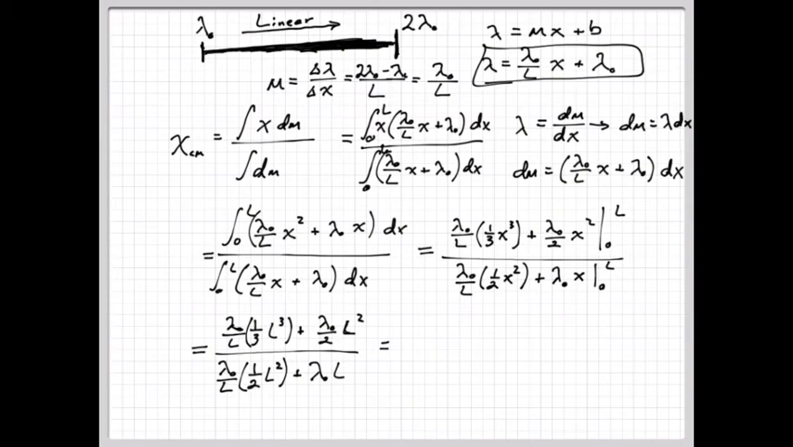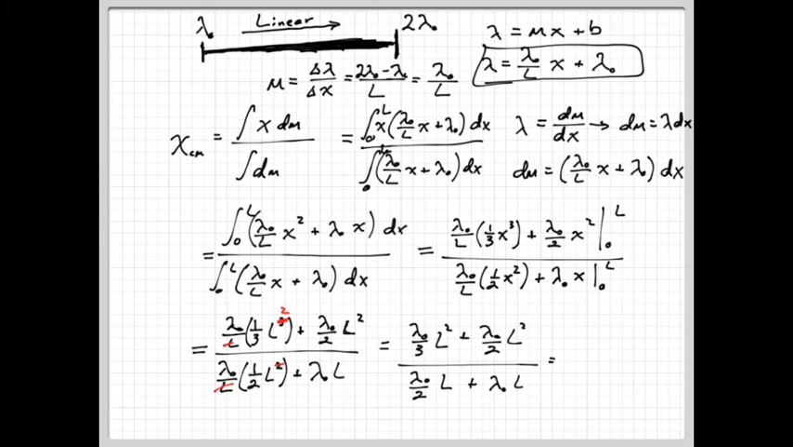So let's see, on the top, you'll see that the first term, one of these L's is going to cancel with one of the others, so it becomes an L squared. Well, now I've got like terms. Let's write this out a little bit better. I've got lambda 0 over 3 times L squared plus lambda 0 over 2 times L squared. Then on the bottom, one of the L's is going to cancel in this first term, and I'm left with lambda 0 over 2 times L plus lambda 0 times L.